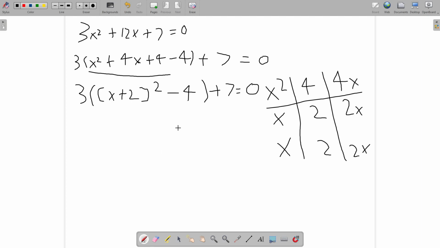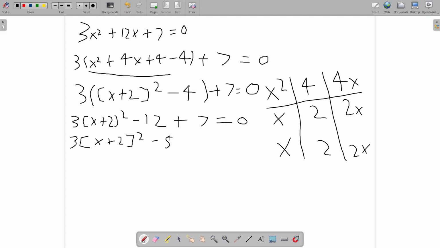Now that we've done that, we can multiply by 3. So we multiply these two terms by 3. We get 3 times x plus 2 squared. 3 times minus 4 is minus 12 plus 7 equals 0. If we simplify further, 3 times x plus 2 squared, minus 12 plus 7 is minus 5, equals 0. Bingo. Now we've got the equation in this form.